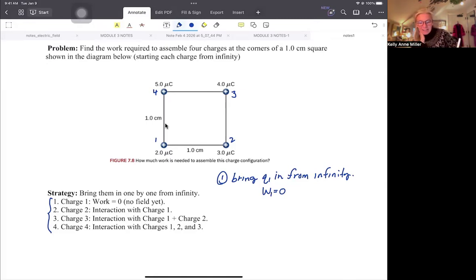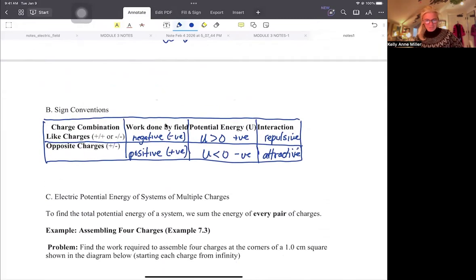By the way, because all four of these charges are positive, going back to our table up here, we're talking about situation 1, so it's going to be repulsive forces. The work done by the field created by any charges that are already there is going to be implicitly negative, and so the change in potential energy will be positive.